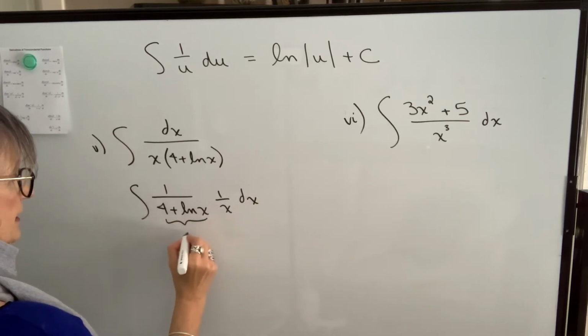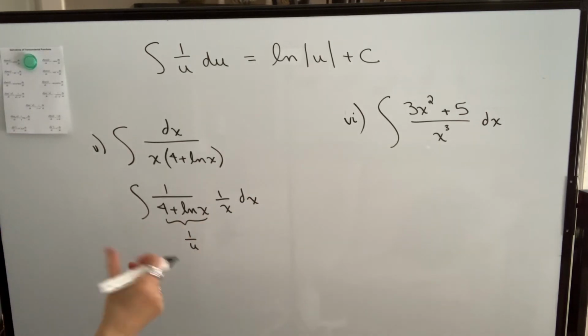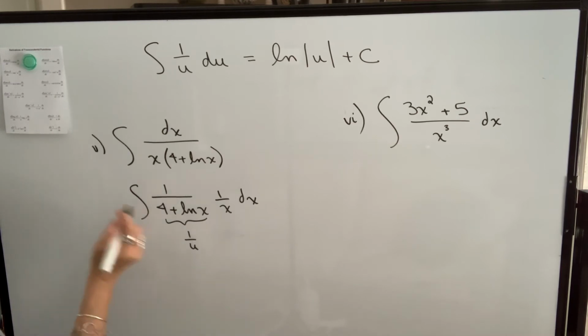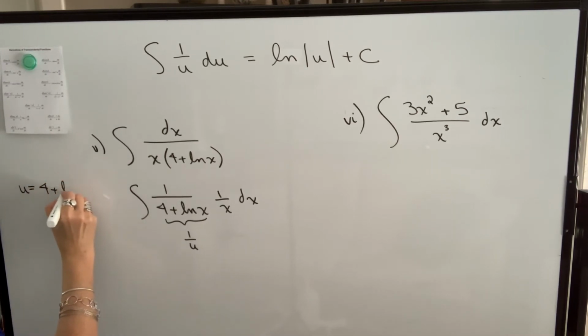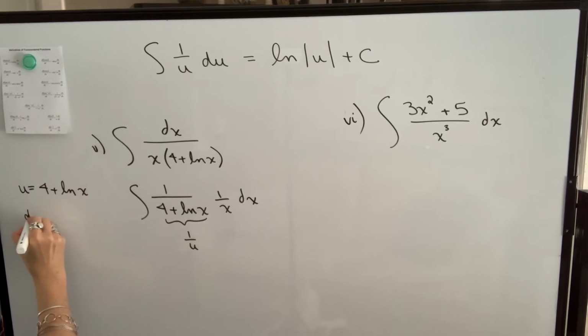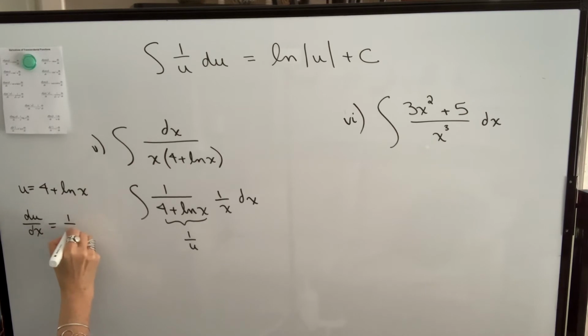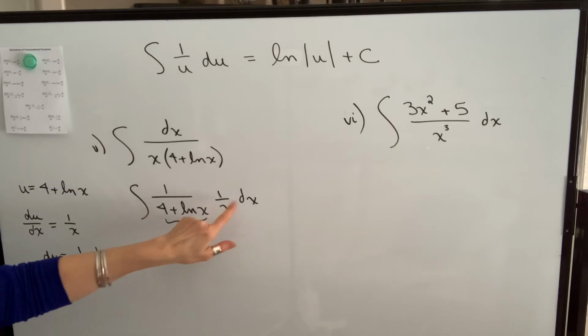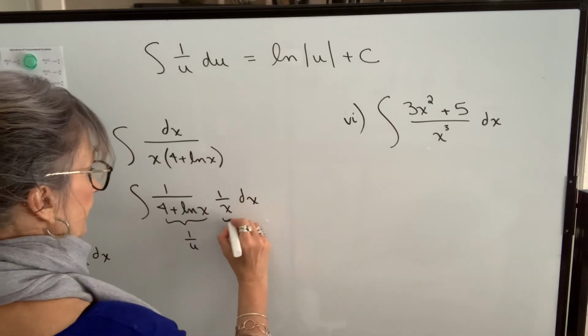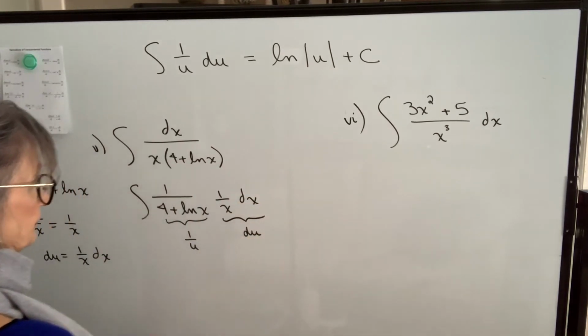And recognize that this is my 1 over u, not the other way around. So u will be 4 plus natural log of x. The derivative of that will be 0 plus 1 over x. So the differential is 1 over x dx. So it's important to be aware of what the derivative of these transcendental functions are so that you can recognize this sort of thing. So that's my du factor.